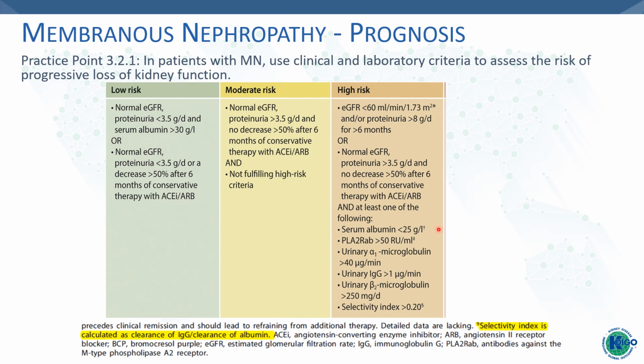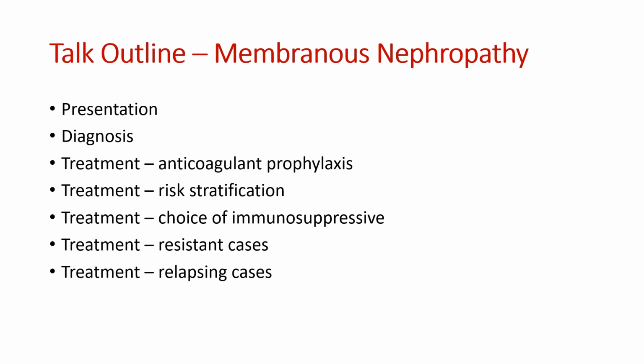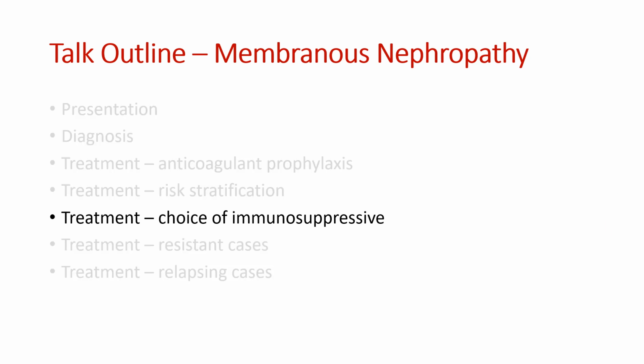What are these criteria? Serum albumin less than 2.5 gram per deciliter, anti-PLA2R more than 50, urinary alpha-1 microglobulin more than 40, urinary immunoglobulin G more than 1, urinary beta-2 microglobulin more than 2.5, and a selectivity index, measured by clearance of IgG over clearance of serum albumin, more than 0.2. The patient is considered very high risk if there is life-threatening nephrotic syndrome or rapid deterioration of kidney function not otherwise explained.